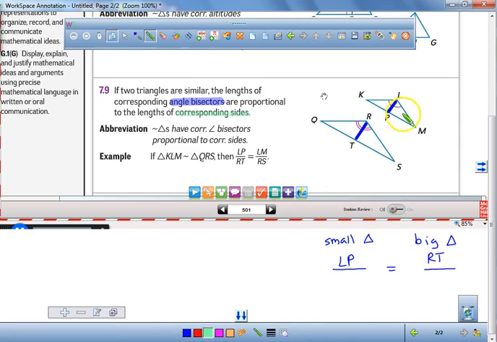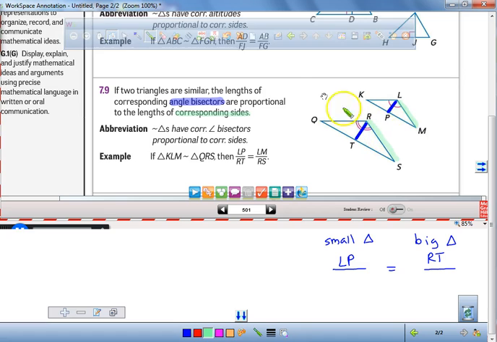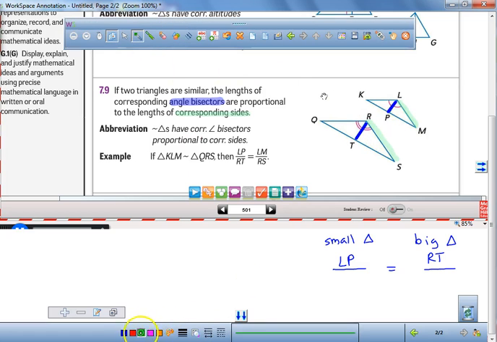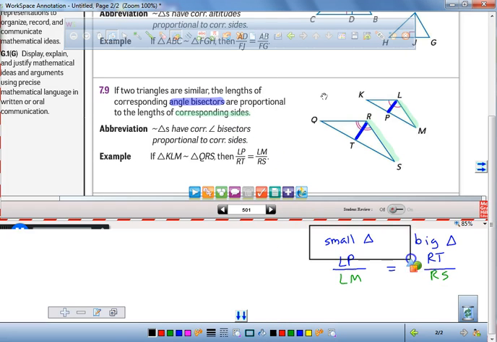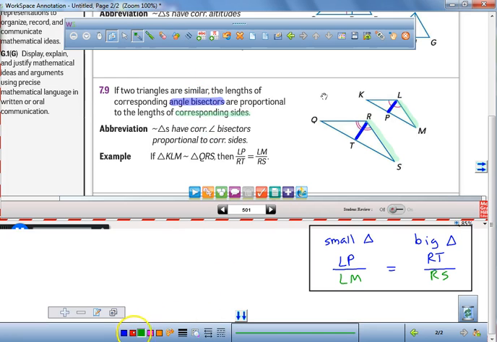Now, this is their corresponding side from here to here. And you'll notice that LM is proportional to RS. So right now I'm going to write LM is proportional to RS. What I want you guys to have in your journal is pictures. I want you to make sure you understand that this is not an altitude.